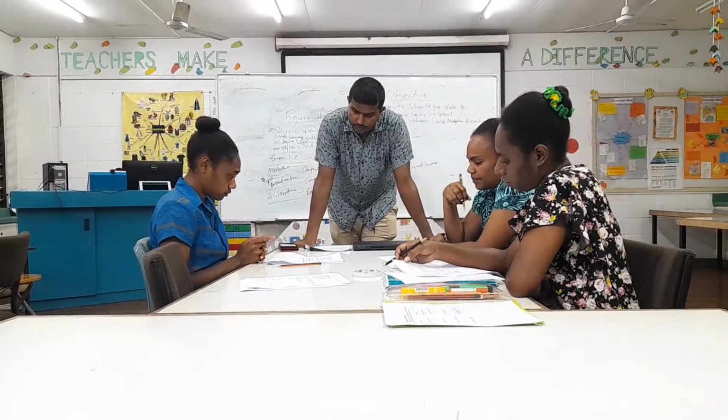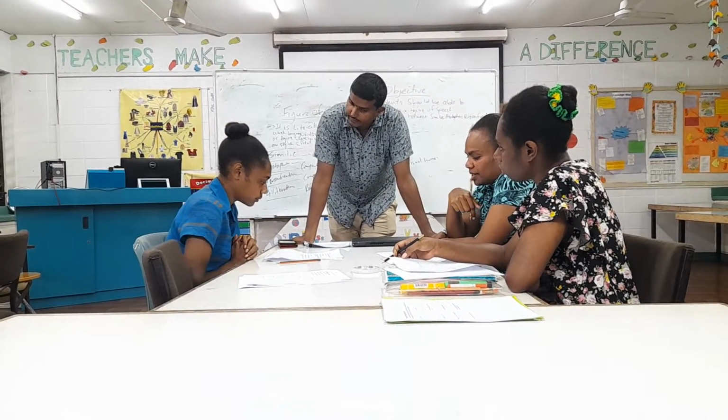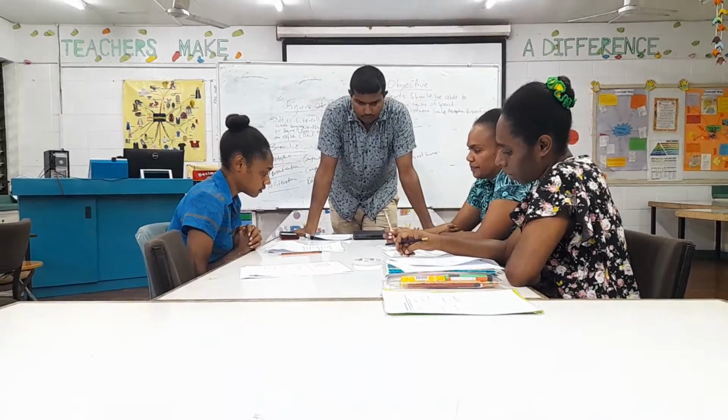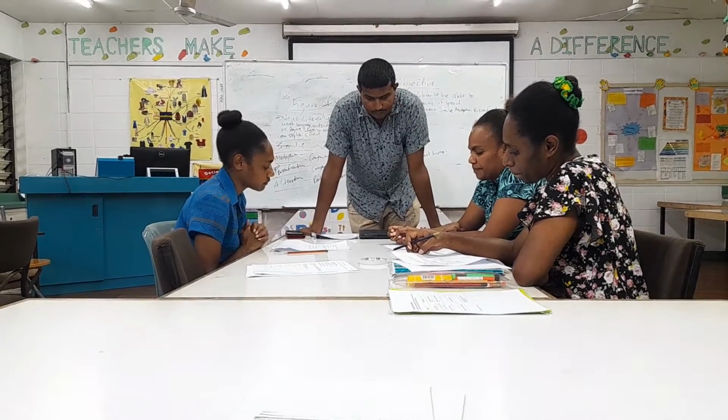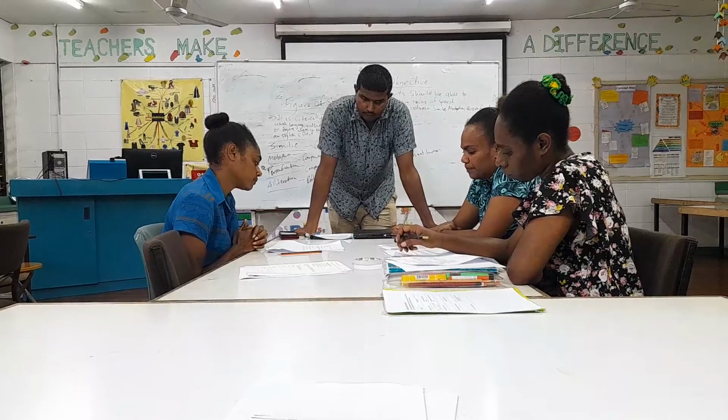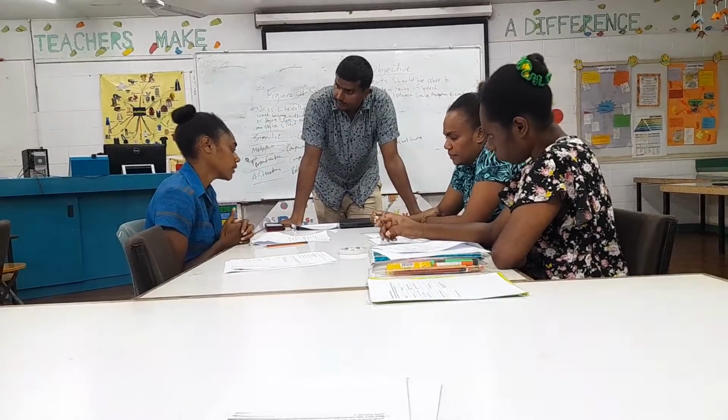Okay, so number 1, the first one is a simile simply because it uses "as." Yes. Next: she is a star in the sky. That is a metaphor. So you guys understand?